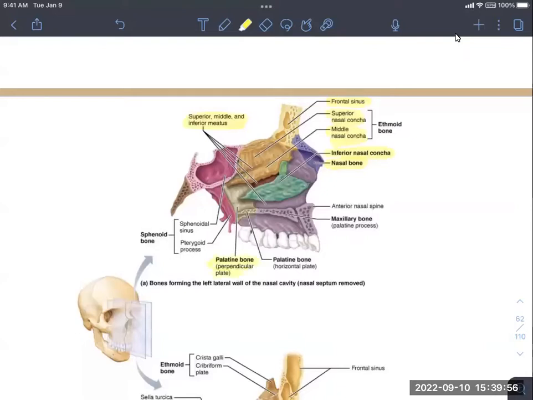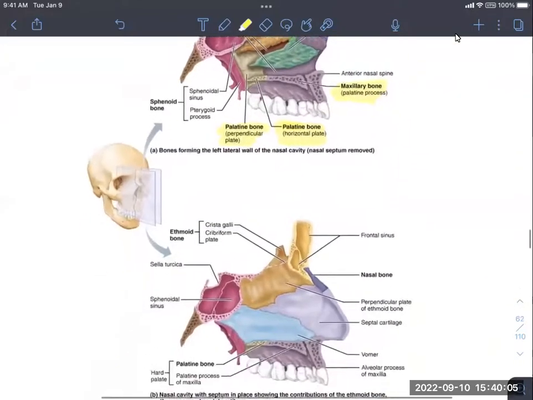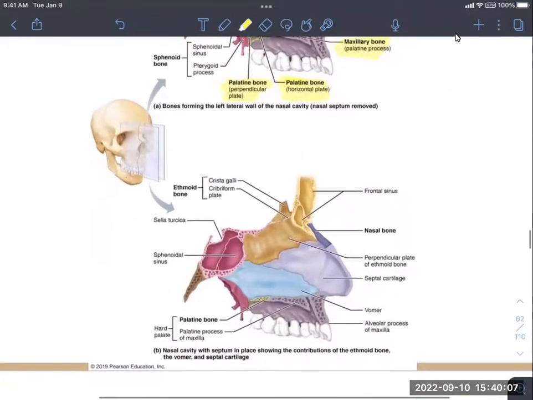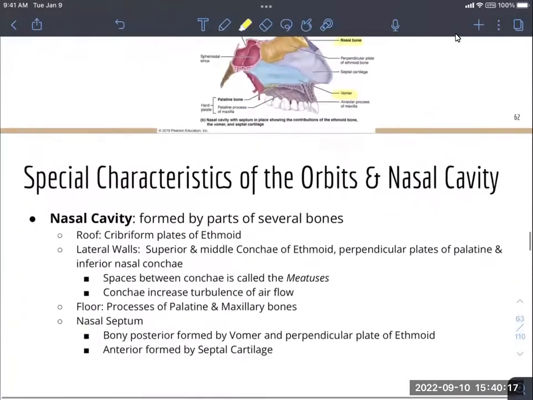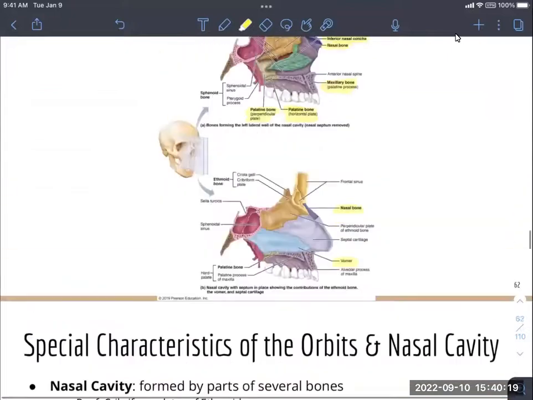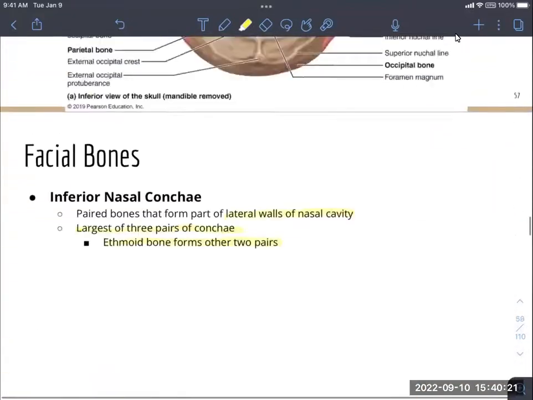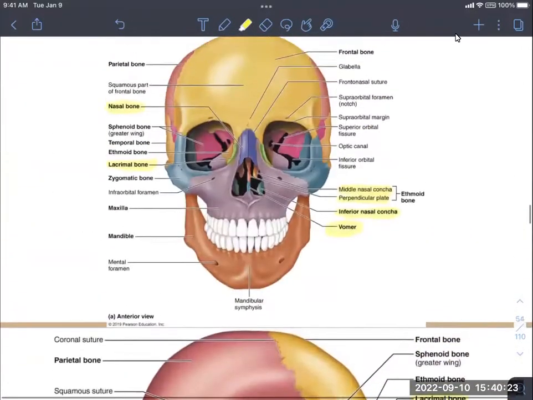We have the palatine bone. We have the perpendicular plate. Here's the horizontal plate. We have the maxillary bone. Now we see it. We have the vomer, which is in here, that nasal bone. You can see some of the different sinuses. Let's find that view of the eyes some more.